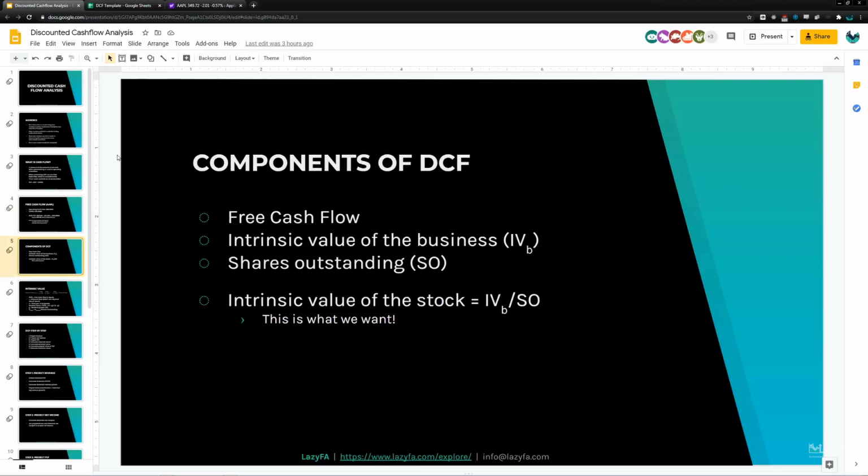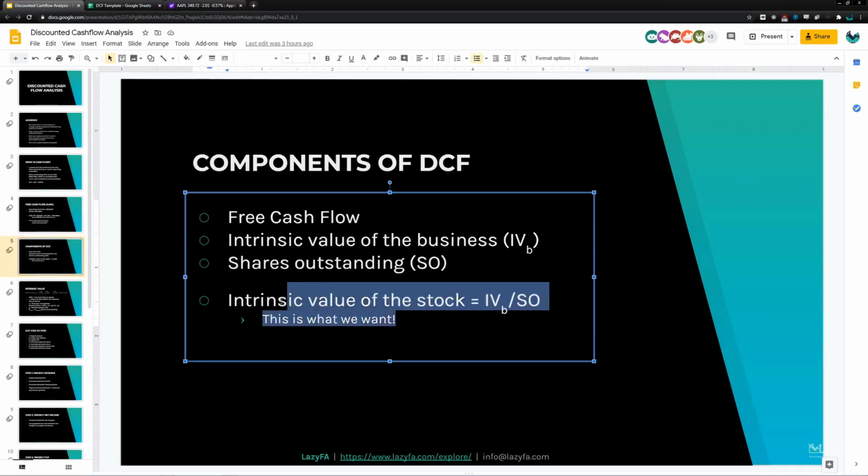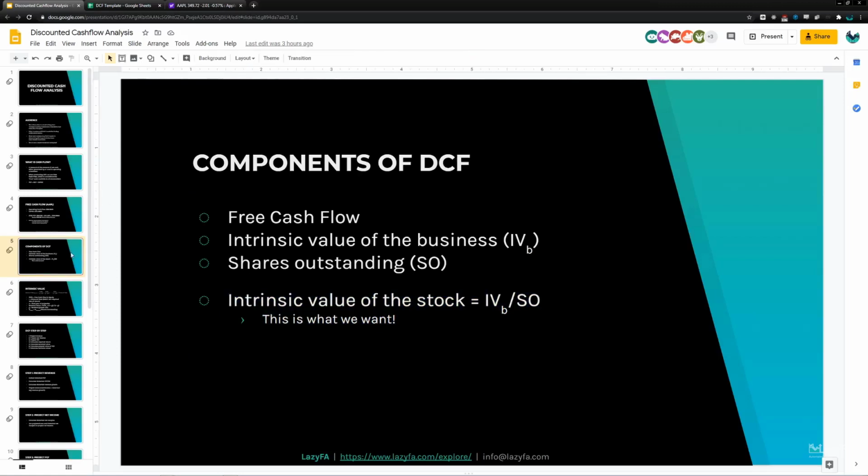All right, so there's a bunch of different components of discounted cash flow, but the main ones are free cash flow, which we've talked about, and then the intrinsic value of the business, which is the dollar value of the business, and then shares outstanding. And in order to determine the intrinsic value of the stock, or the price per share, all you really need to do is figure out what the business is worth in terms of dollars, and then divide it by shares outstanding. That's what we want. So this piece right here is the ultimate goal. That's what we're trying to get to, the intrinsic value of the stock.